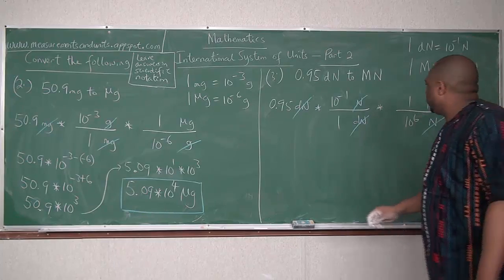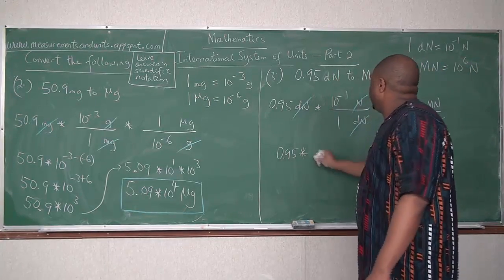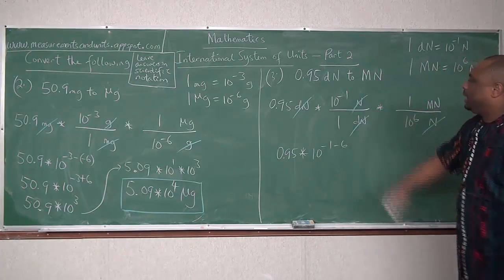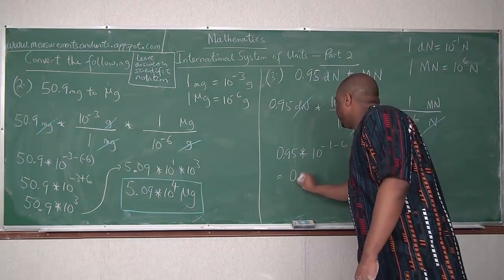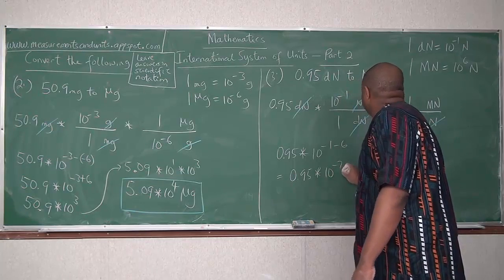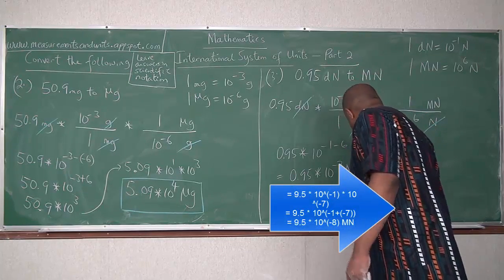So this will give us what? 0.95 times 10 to the power negative 1 minus 6. Okay, minus 1 minus 6. And that will give us 0.95 times 10 to the power negative 7 meganewton. And this becomes the answer.